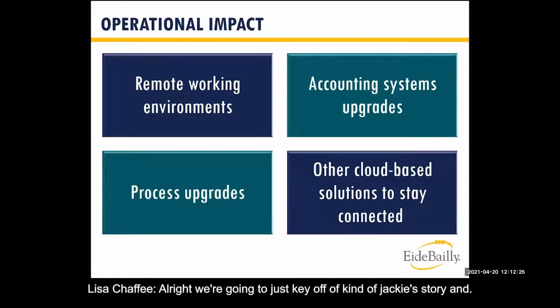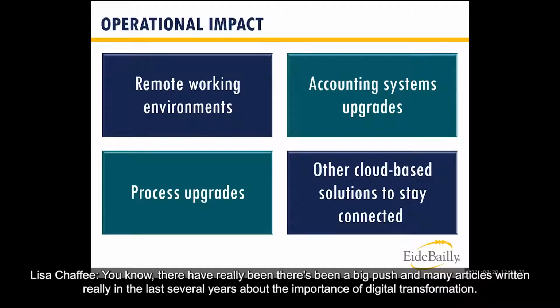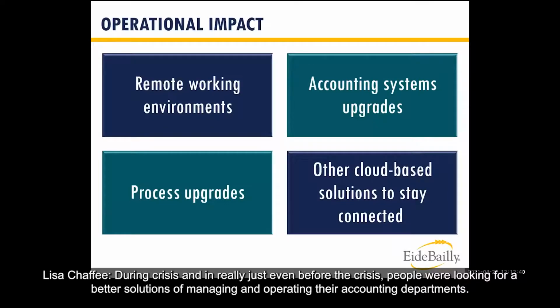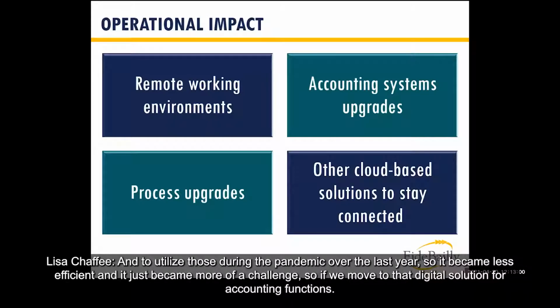All right, we're going to just key off of Jackie's story. There's been a big push and many articles written in the last several years about the importance of digital transformation during crisis. And even before the crisis, people were looking for better solutions of managing and operating their accounting departments. Standalone manual accounting systems likely also included paper processes and procedures. It became so much more difficult to control those and to utilize those during the pandemic over the last year. So it became less efficient and it just became more of a challenge.